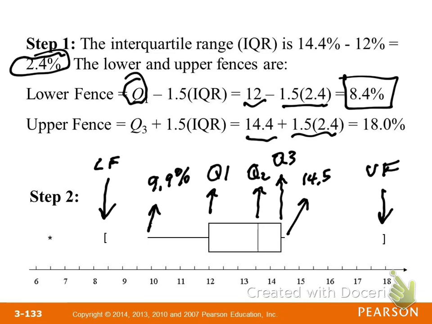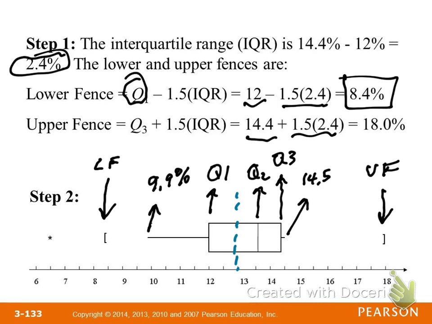Where would we expect the mean to be for this data? The mean's probably going to be somewhere right in here. If the mean is to the left of the median, quartile 2, then it's skewed left. All right, so that's a box and whisker plot.